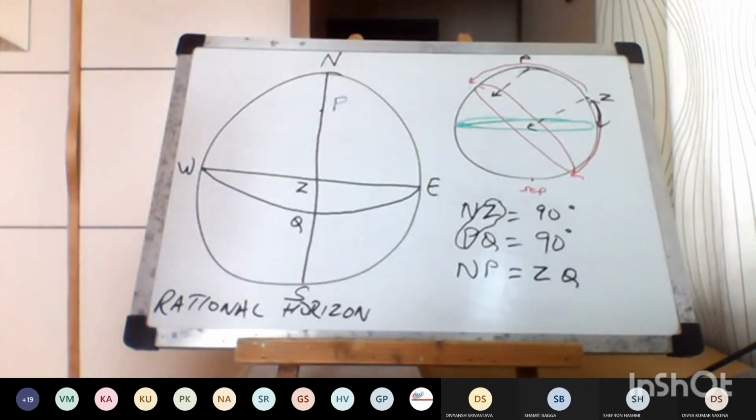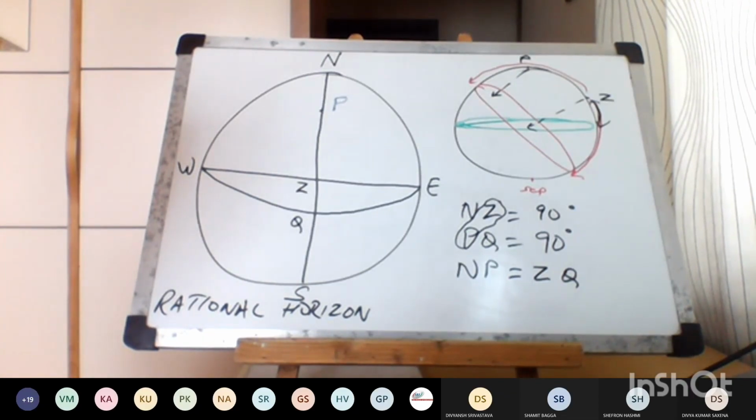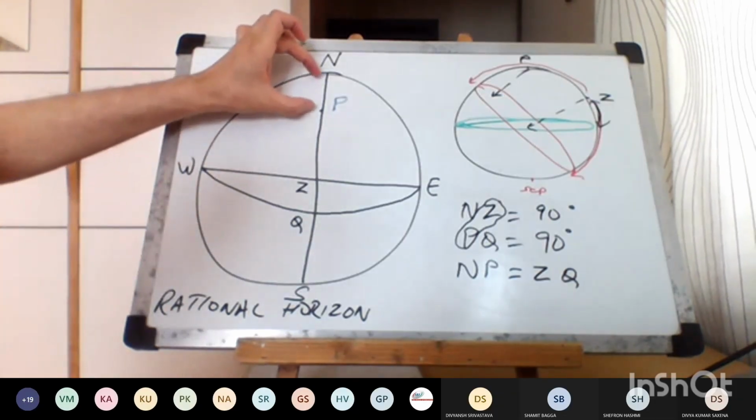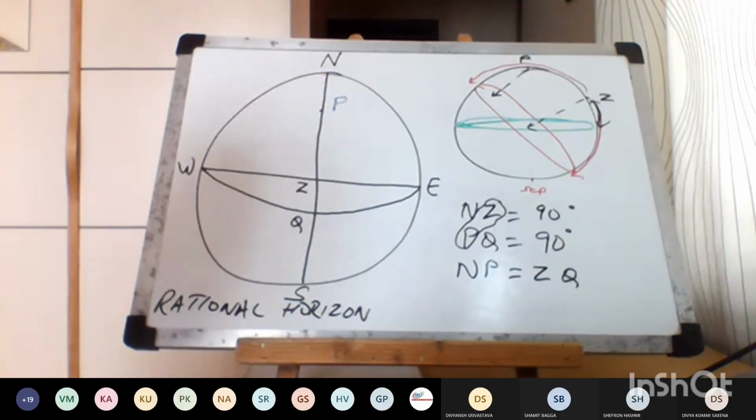Have a look. I hope you're drawing the figure with me. If you draw, you'll understand better. NP is equal to ZQ. Yes or no? Which means that this distance NP is equal to the latitude ZQ. NP is equal to ZQ is equal to latitude. Yes or no?